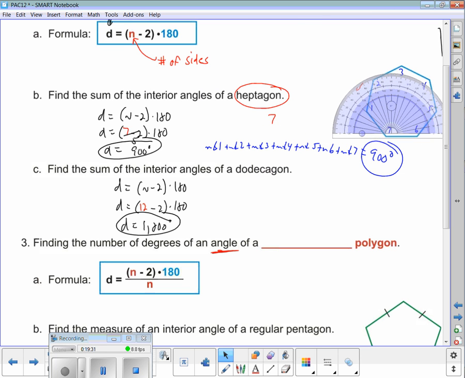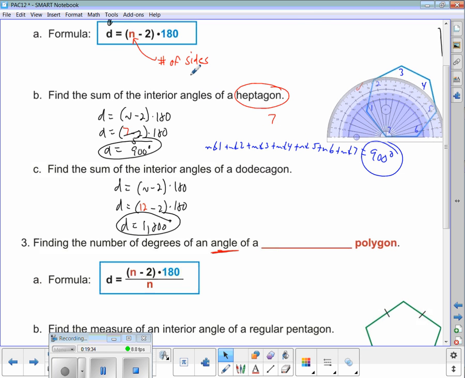Can anybody still see it? Who's got good eyes? Okay, you can come up to the board. Come on up to the board, somebody with good eyes, and try to read this angle for me.